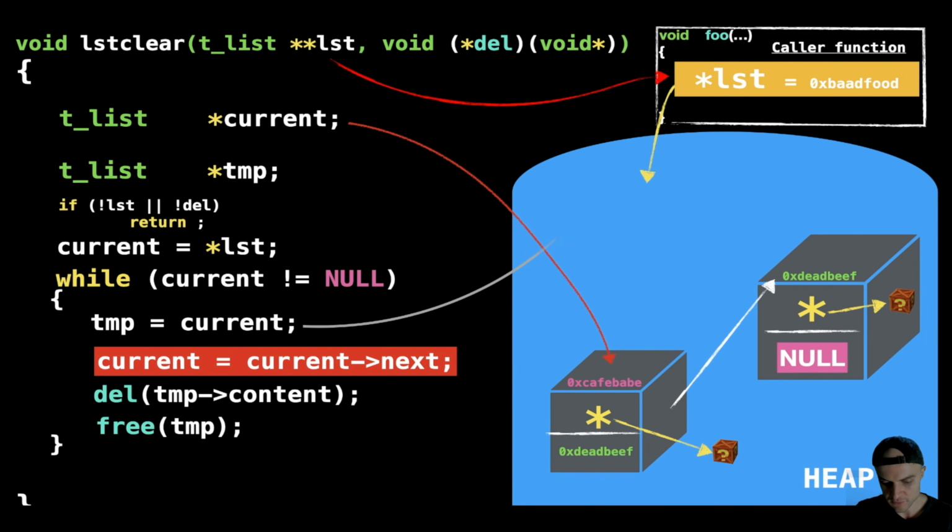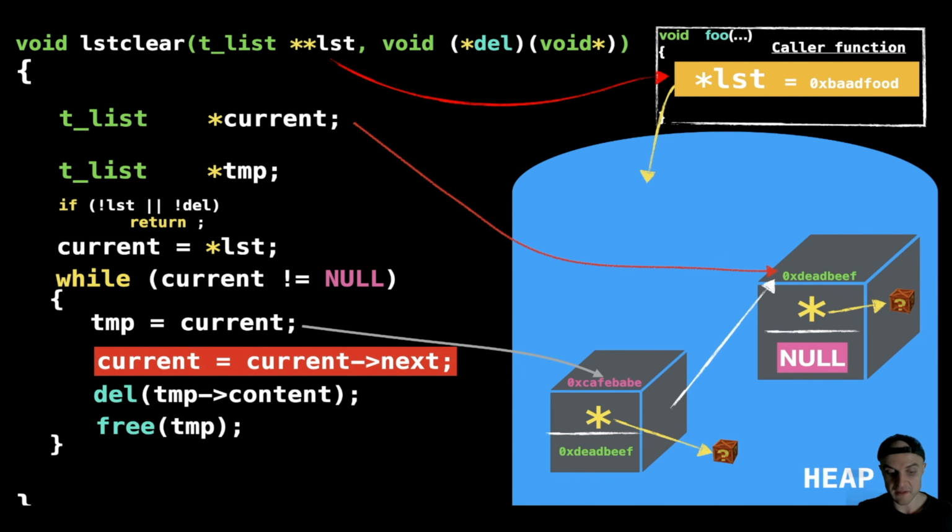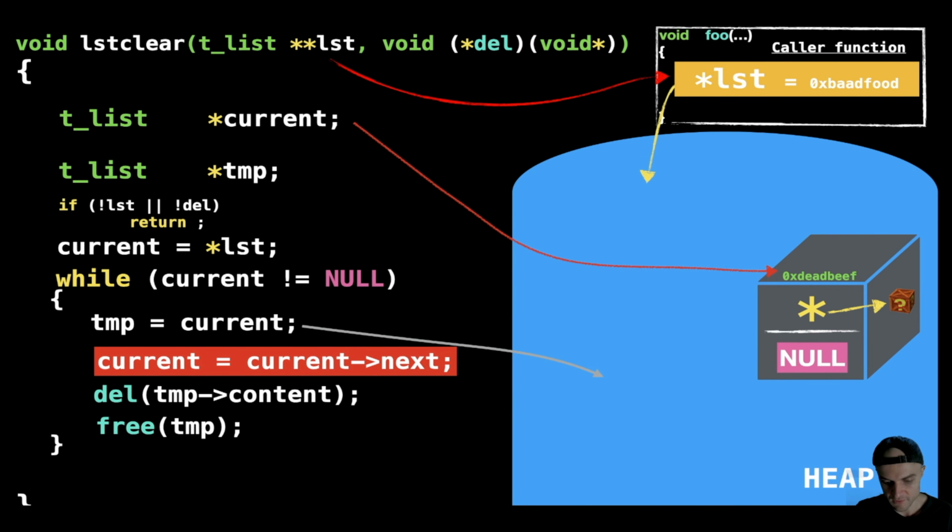Now temporary is equal to current again for the following iteration. Then again, current is going to be updated to the following node. So it's going to point to the next one, and then clean. We're going to clean again, delete the actual content and free the actual node. You see? We move on.